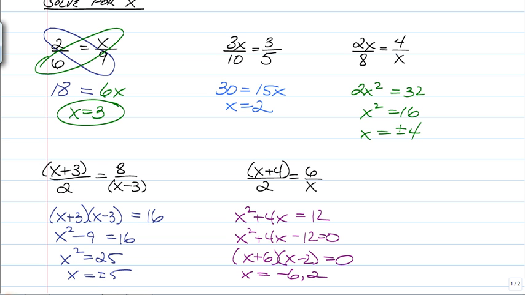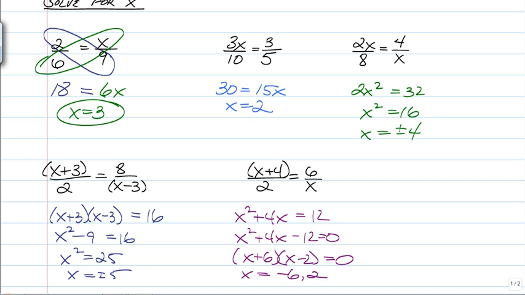And there you go. So you should have 3x times 5 is going to give you your 15x, and 3 times 10 is 30, so you get x is equal to 2. 2x squared is equal to 32, so you're going to get x is equal to plus or minus 4. This one was x squared minus 9 is equal to 16, so add your 9 to both sides and square root it, and you get plus or minus 5. And for this one, you're going to have to end up factoring after you bring the 12 over to the left, and you're going to get a 6 and a negative 2, which gives you x is equal to negative 6 and positive 2. And that's it. That's all just algebra skills.